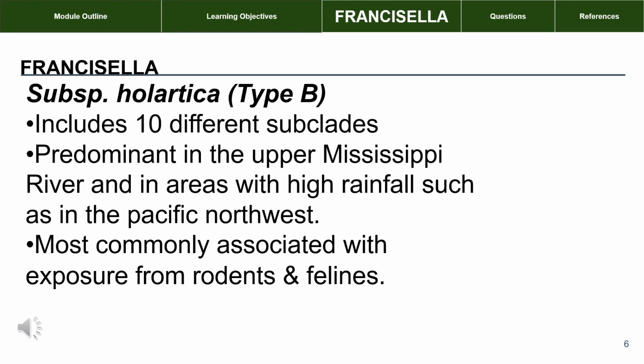Next subspecies, we have subspecies holarctica, or type B. It includes 10 different subclades. It is predominant in the upper Mississippi River and in areas with high rainfall such as the Pacific Northwest. It is most commonly associated with exposure to rodents and felines. So rats and cats.